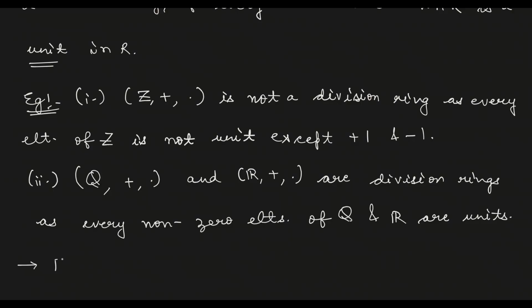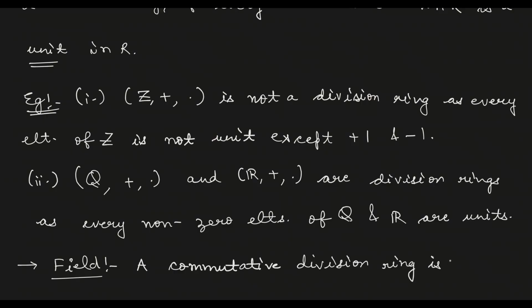Next is field. So a field is a commutative division ring. Means a field is a commutative ring and it is also a division ring, which means every element has a multiplicative inverse.